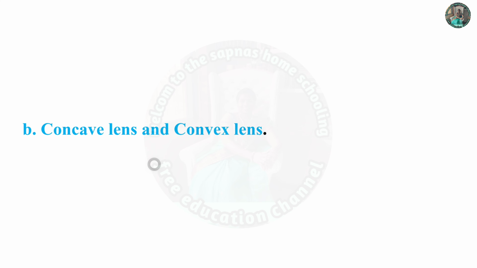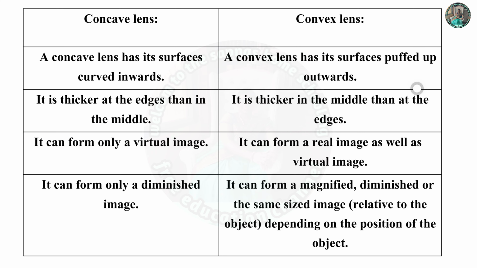B. Concave lens and convex lens. Concave lens: a concave lens has its surface curved inwards. It is thicker at the edges than in the middle. It can form only a virtual image, and it can form only a diminished image.